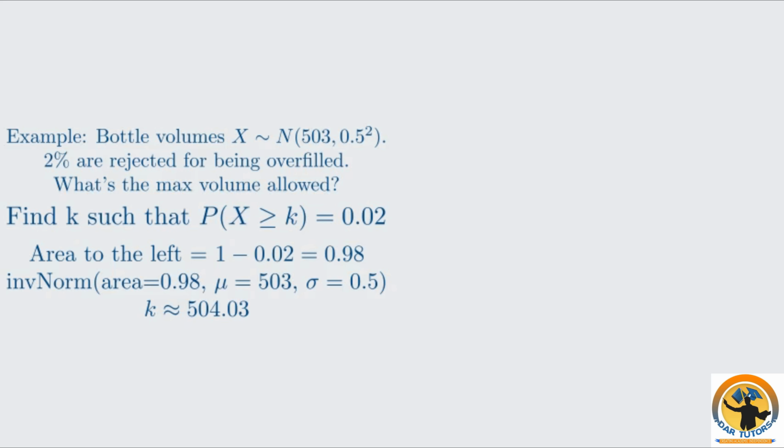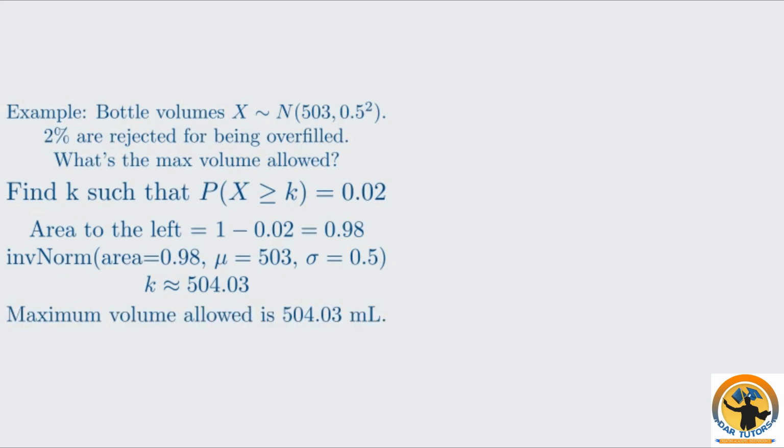Using the inverse normal function, we input an area of 0.98, the mean of 503, and the standard deviation of 0.5. The calculator gives us approximately 504.03. This is the 98th percentile. Any bottle with a volume larger than 504.03 ml is rejected. Therefore, the maximum volume allowed is 504.03 ml.